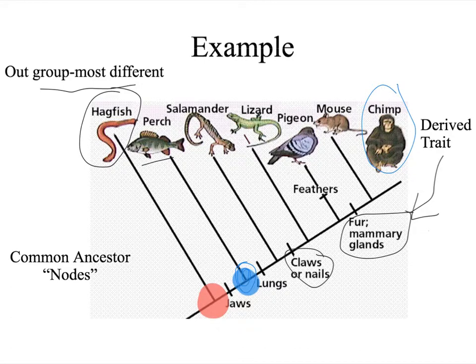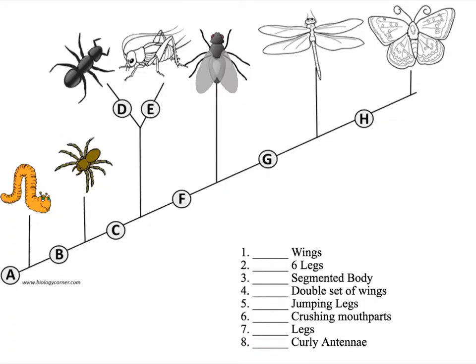And again, the derived traits are located on places on the cladogram or phylogenetic tree, sometimes this is called. So, for example, feathers is here by the pigeon because the pigeon developed feathers as a way for it to travel, to move with its wings. Whereas the mouse and the chimp don't have that as one of the examples.